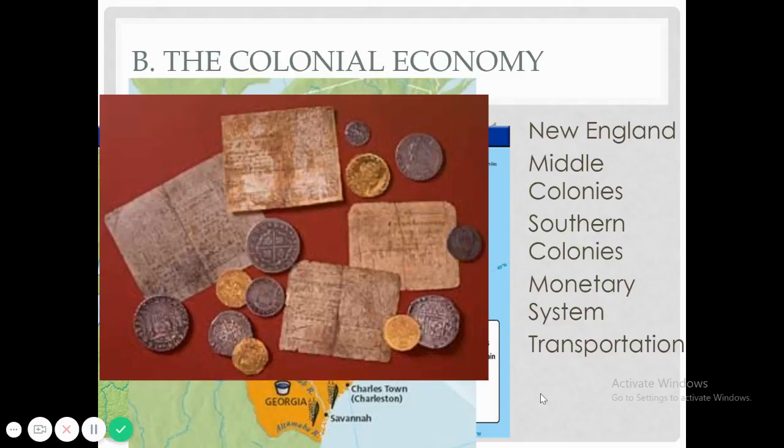This often led to inflation, and also Britain wanted no part of it. They wanted to protect their own merchants, and so the British government would often veto or refuse to accept colonial paper money. Hey, your money's no good here.